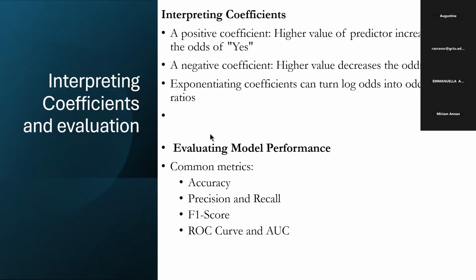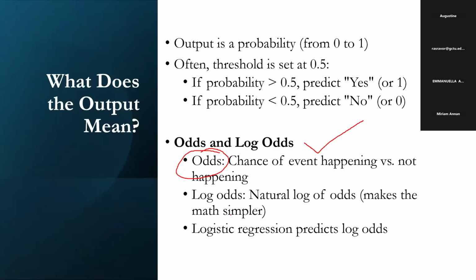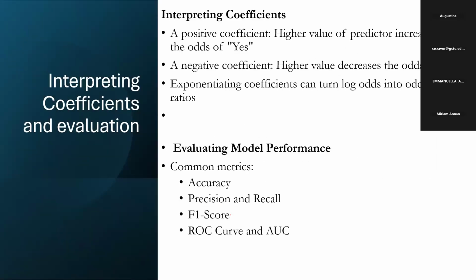Remember that the exponential of the coefficients can turn our odds into odds ratios. All that I'm saying can be seen here. You see this? The e indicates the exponent. As much as possible, I want to avoid the mathematics. That is what I am referring to, the circled one: the exponential of the coefficient can turn your odds into odds ratios.